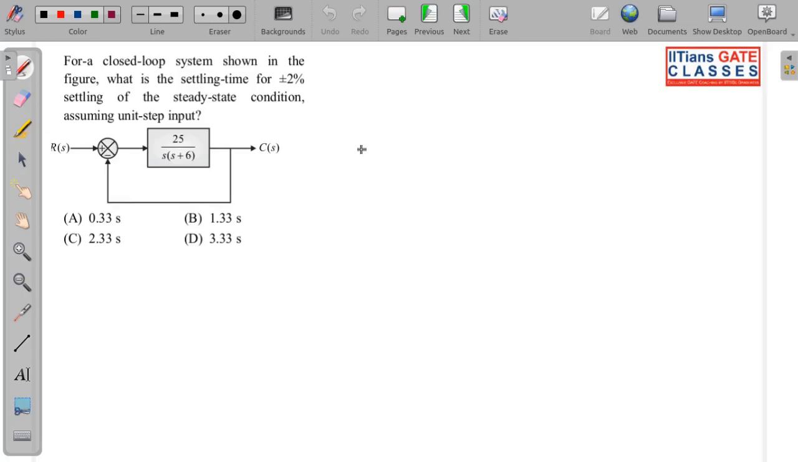So in this question, you can see for a closed loop system shown in the figure, what is the settling time for 2% settling of the steady state condition assuming unit step input. Okay. So once again we have the same input. C(S) by R(S) is equal to 25 divided by S square plus 6S plus 25. So omega n over here is 5, and zeta is equal to 0.6.